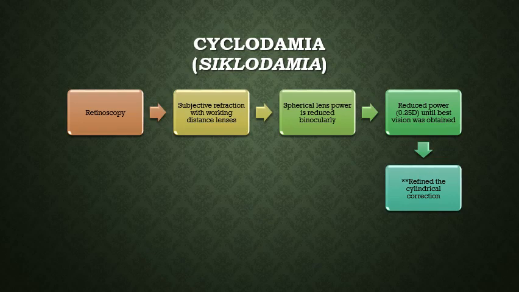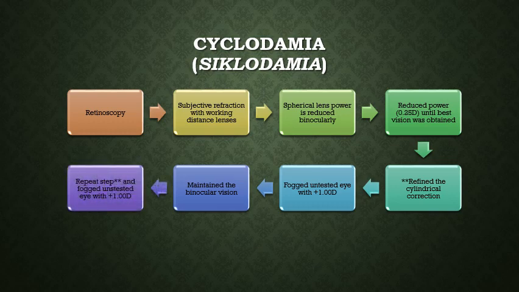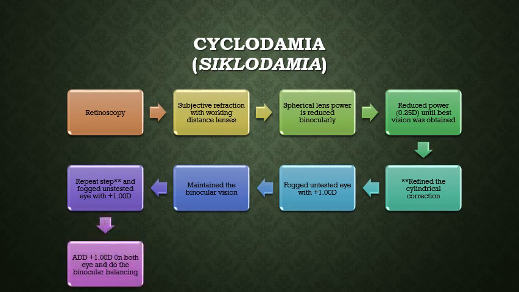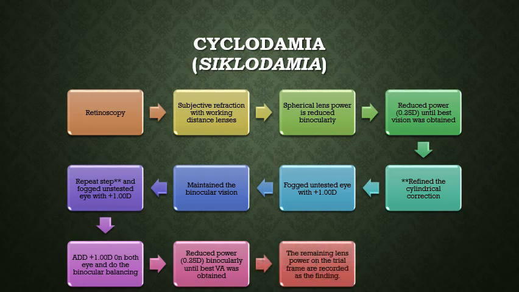This is the normal technique, same as JCC in subjective refraction, but you need to fog with plus 1 diopter on the untested eye. This is to make sure that we maintain the binocular vision. Once done, refine the cylindrical correction on the other eye and fog the untested eye with plus 1 diopter. After you have done the JCC on both eyes, proceed with the binocular balancing by adding plus 1 diopter on both eyes. Reduce the lens power by 0.25 diopter until the best VA is obtained. So the remaining lens on the trial frame is recorded as the finding.